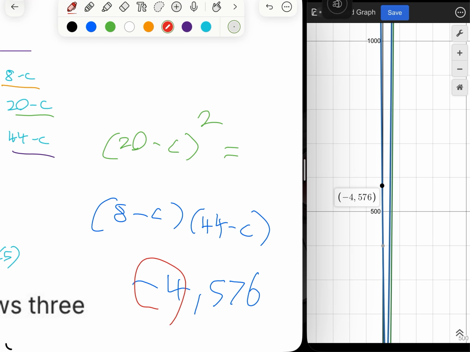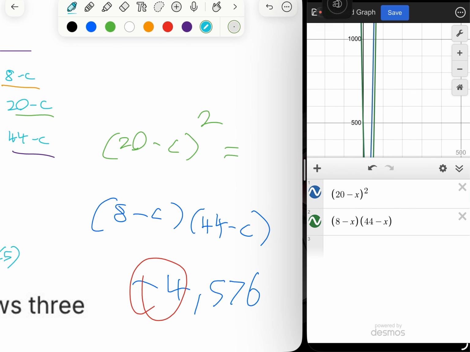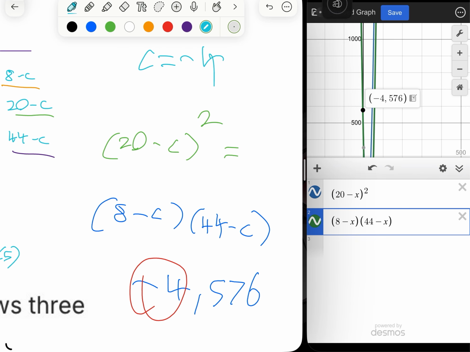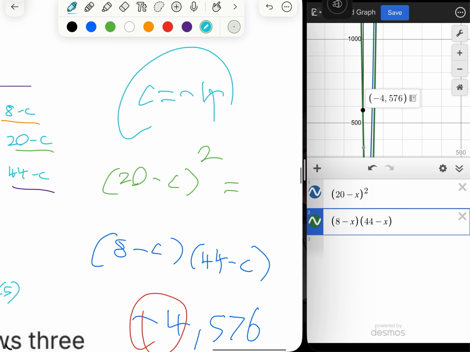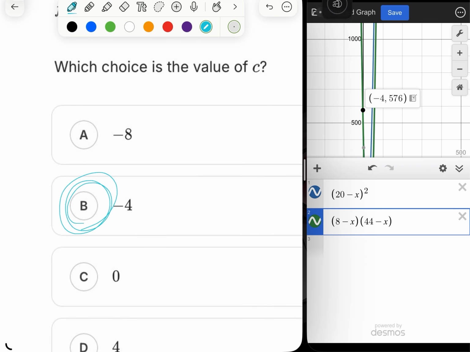So does that mean c is -4 or 576? Well, c is going to be -4. 576 is just the value of these specific expressions. We don't care about the value, we care about c. Think of c as x, because here we used x, and we're trying to find where the x intersection is, which was -4. Again, we use x for c, so that's going to be -4 too. And our answer choice here is going to be B.